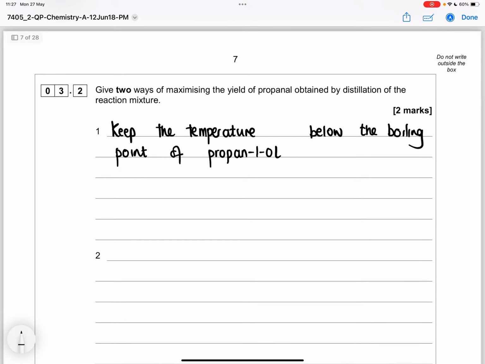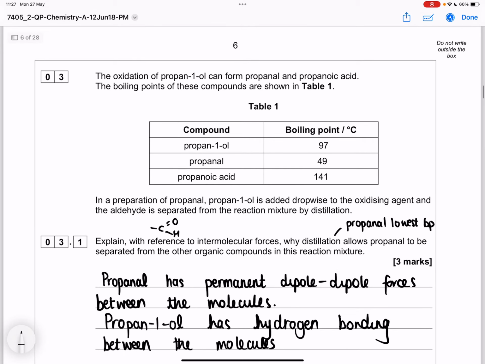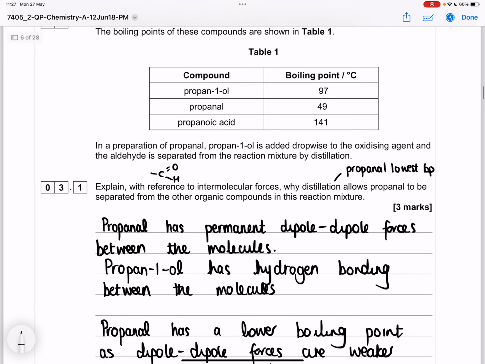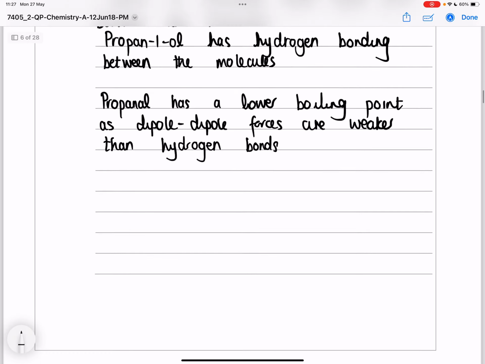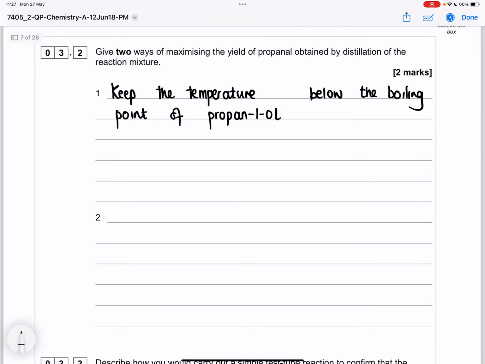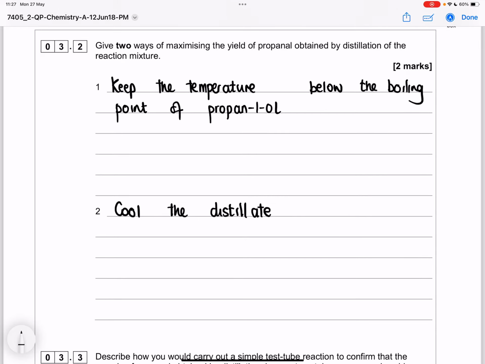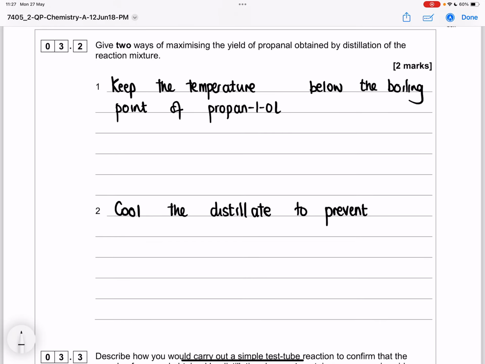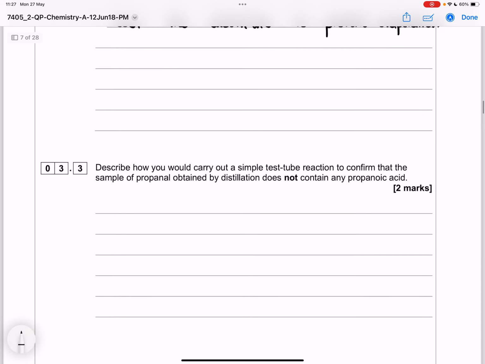So if we have a look back at the table, we want to keep it somewhere around 49, 50, but not up to 90. And the other thing we want to do is cool the distillate as we collect it to avoid it evaporating. So that means cool the liquid coming out of the condenser, and that will prevent loss of it. So that is our propanal. So we want to keep it in an ice bath. That will increase our yield.